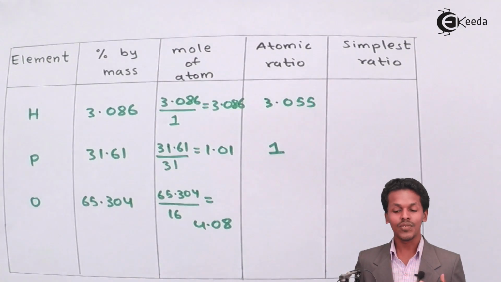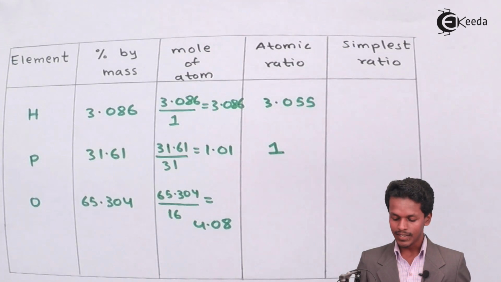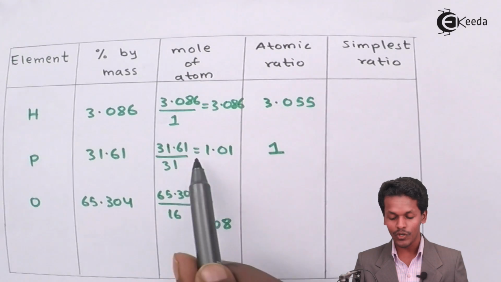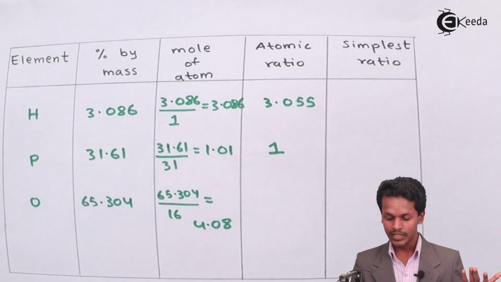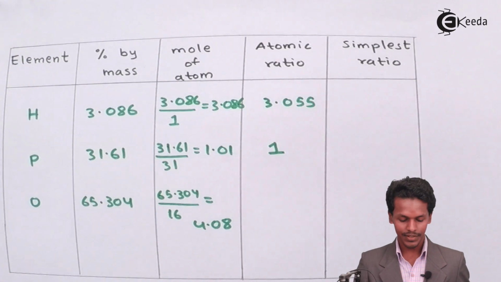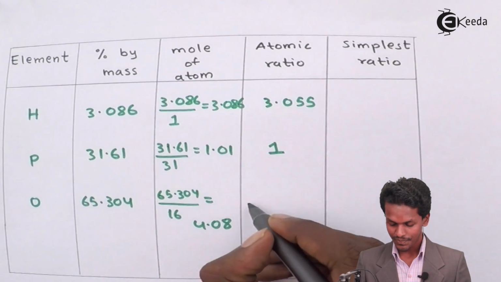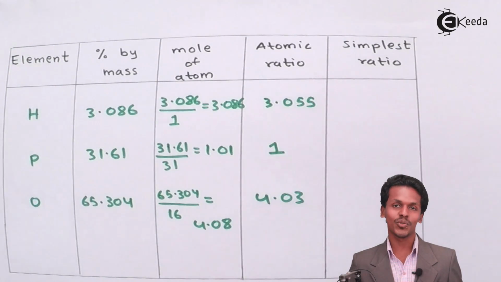And now talking about the last one, that is for the oxygen atom. In this case, 4.08 should be divided by the smallest number, and again the smallest number is 1.01. So if I divide 4.08 by 1.01, we have got 4.03. So this is the atomic ratio that we have got.